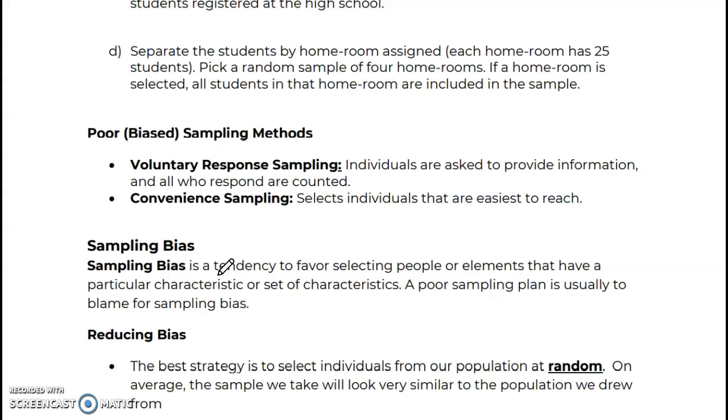Another one is the convenience sample. This is where you select individuals that are easiest to reach. So if I want to do a survey about statistics, I may just go to my statistics class. Very easy, very quick, but you guys may feel very different than other students do. So again, a convenience sample tends to be a very biased sampling method.